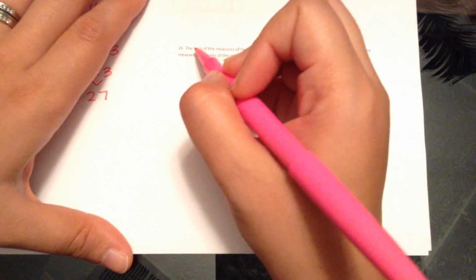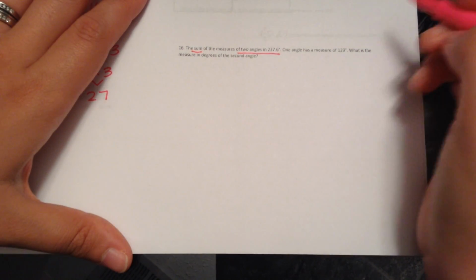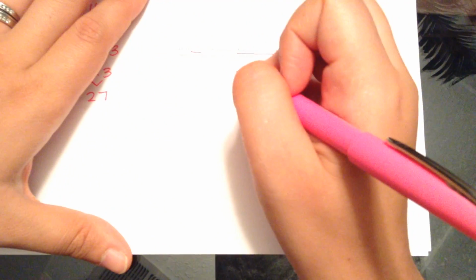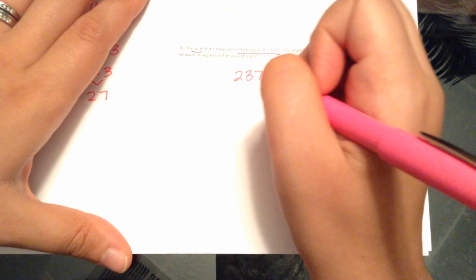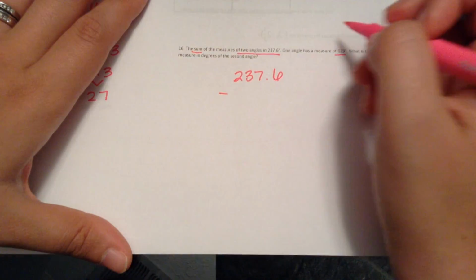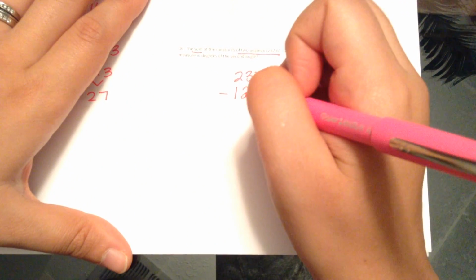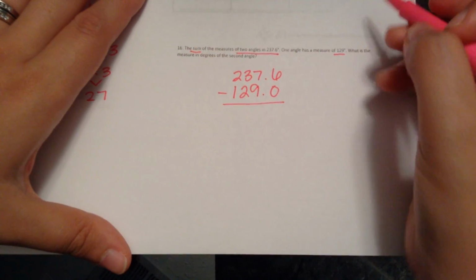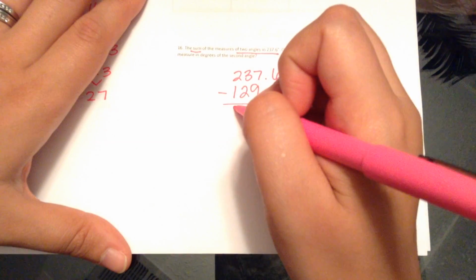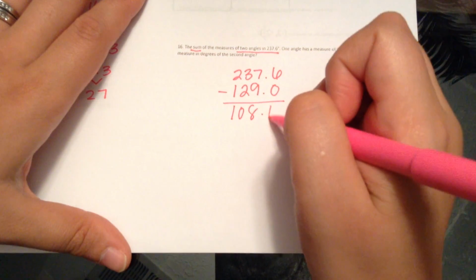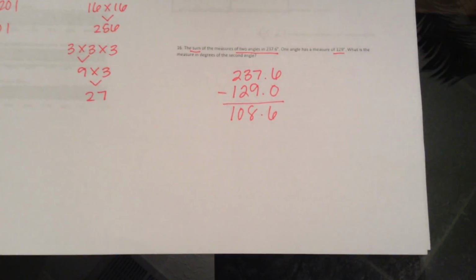Number 16. So the sum of two angles is 237.6. One of them is 129 degrees. What is the second? So 237.6 minus, we have to put the numbers in the correct place value, minus 129. So I'm going to subtract, and I get 108.6. That's your answer. Alright, turn the page.